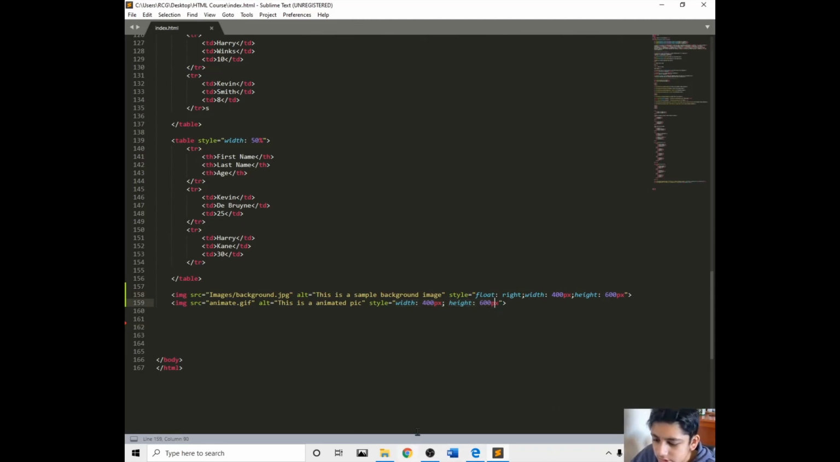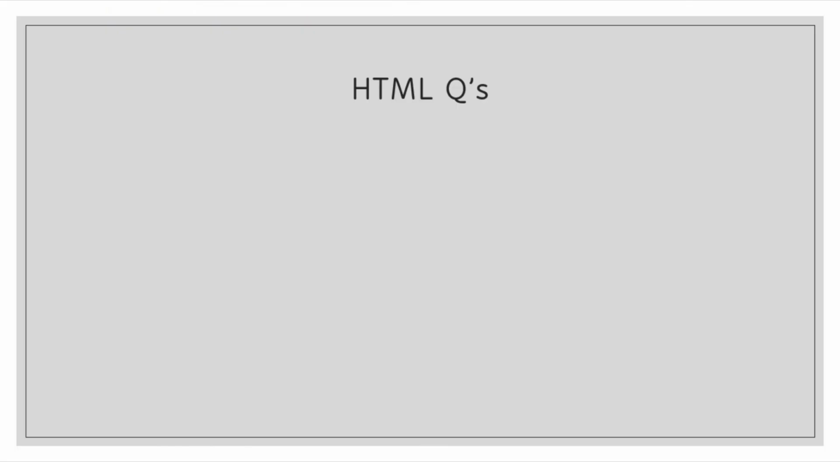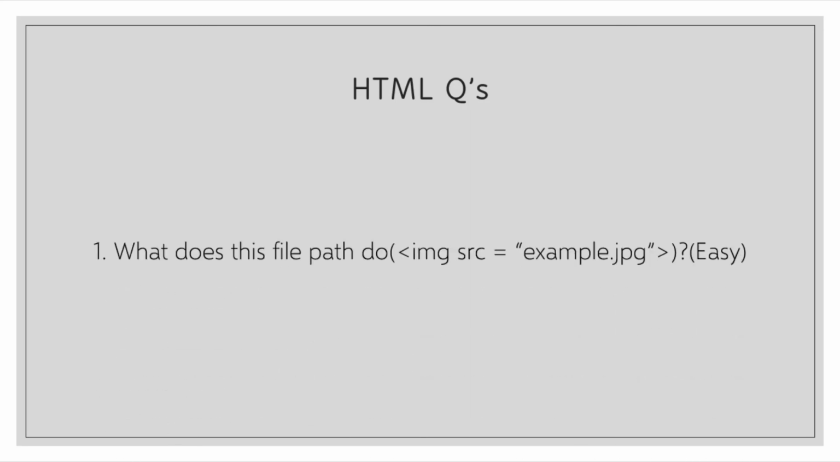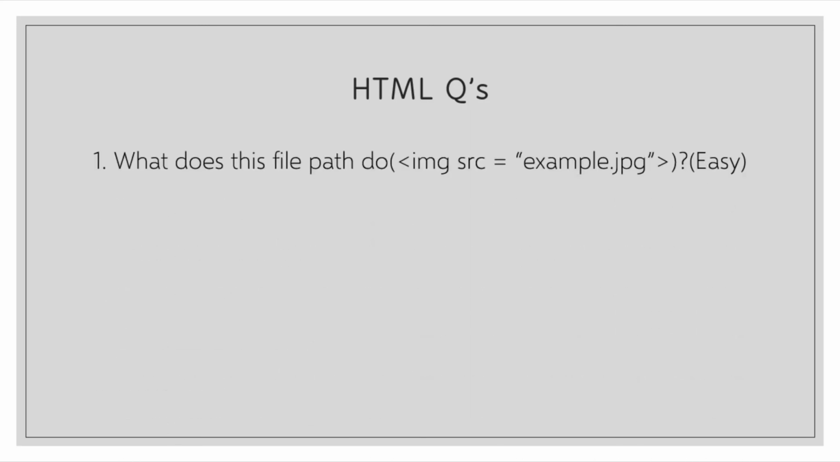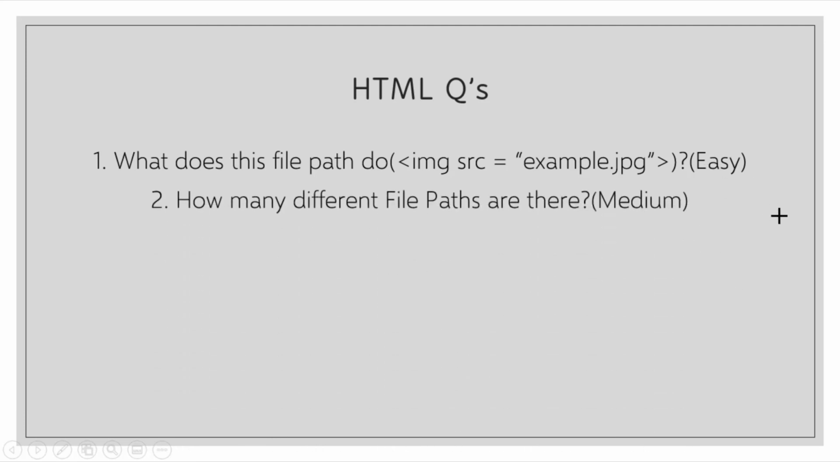So let's get on to the HTML questions. Here are the HTML questions. Number 1, what does this file path do? The image source example.jpg, which is easy. And number 2, how many different file paths are there? So just number 1 and 2. It shouldn't be that hard, so I'll give you a few seconds.